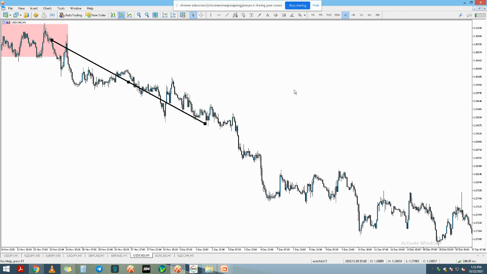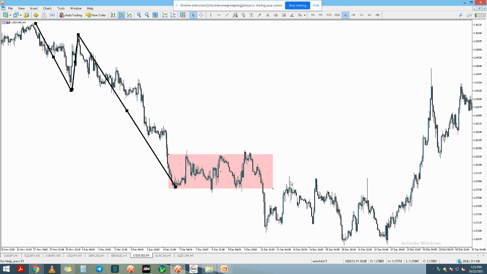Now, here's also another one. You can see right here. So the market was pushing all the way from, it's dropping. Let's see. So it's giving you a lower low, lower high, lower low, then a sideways move. This is what we call a bear rectangle. Then it continues to push forward.